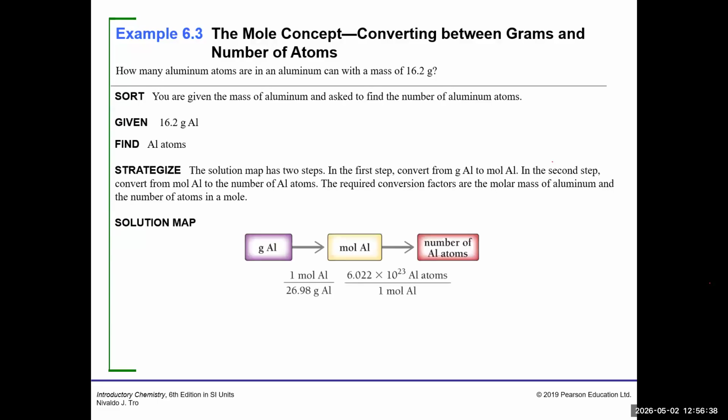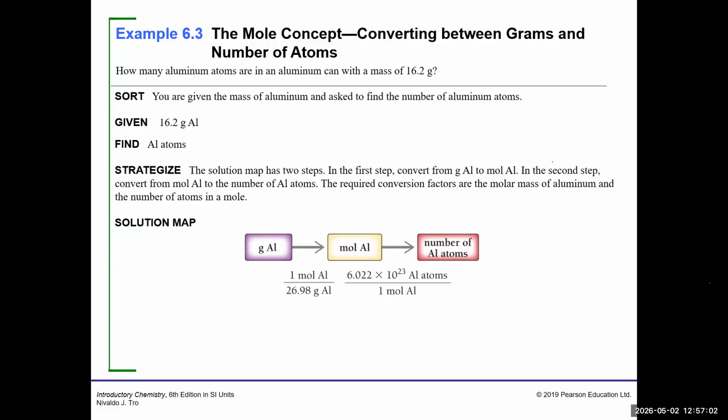Now you are going to do converting grams and number of atoms. How many aluminum atoms are in an aluminum can? Somebody has given you an aluminum can, and they say the mass is 16.2 grams. How many atoms are there?